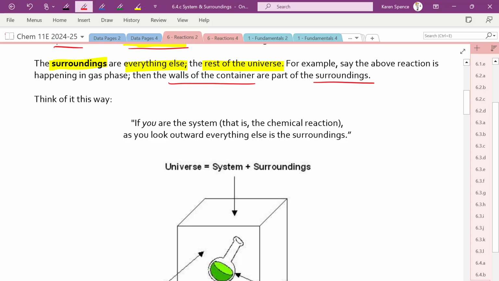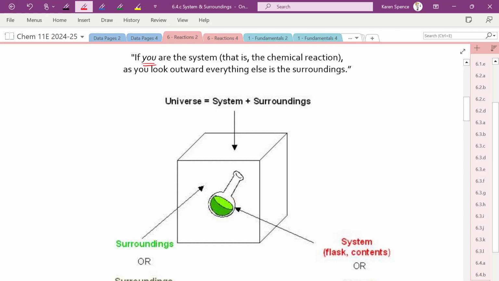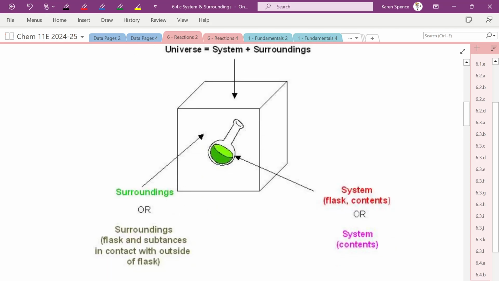So if you are the system, let's say I was the system, and I look out at the universe, everything out there is the surroundings. System, surroundings, system, surroundings. Yes? So here we have the system, and then the surroundings is everything around it. Actually, I feel like the flask, no, the system is not the flask. It's the contents of the flask. Or I guess under some circumstances, you could say it's the, I don't know. I feel like that's better.